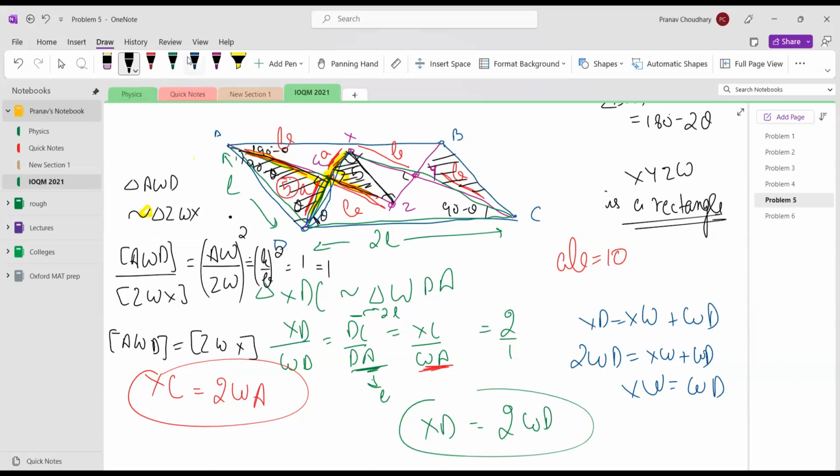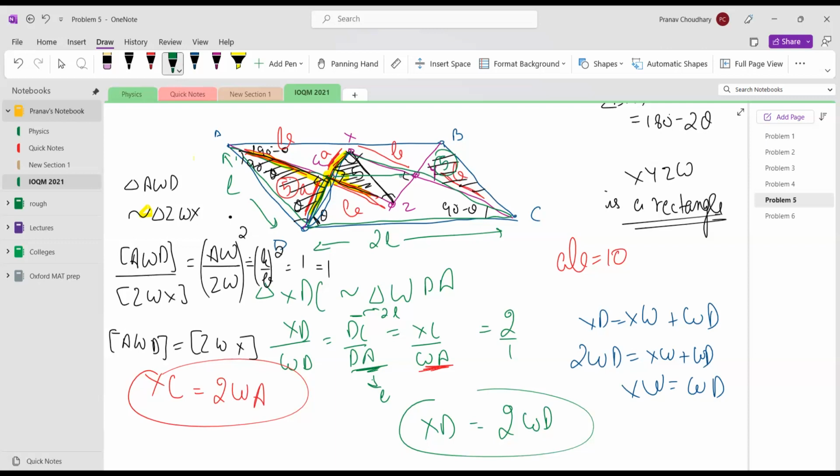And similarly, we know that this area will also be 5. Now, notice that it should be clear that by symmetry you should have another similarity to find the area of DC as well.